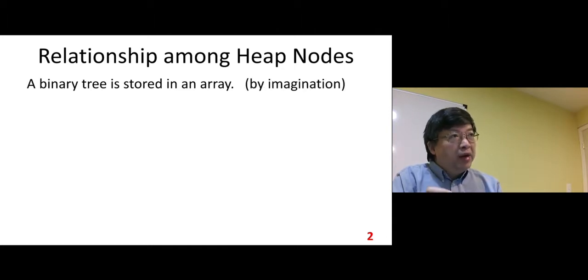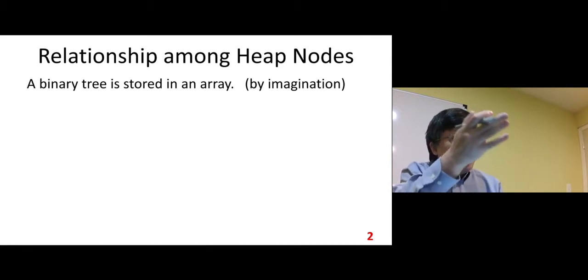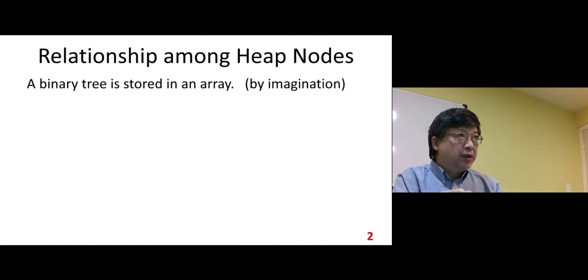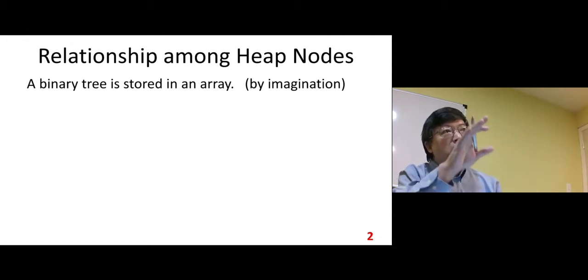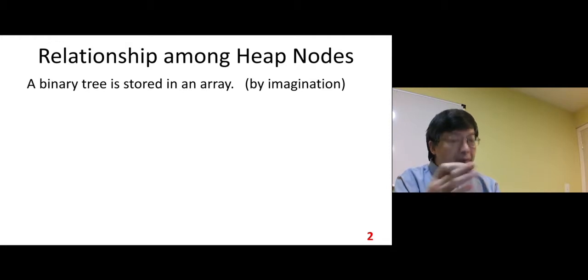we can only do it by imagination, because you cannot visually see a binary tree in an array. So what you see, physically, the data is stored still in an array. But now you make some very special assumption to make it have the binary tree property. So that's what we plan to do. All right.